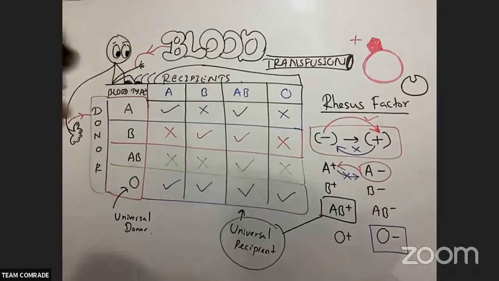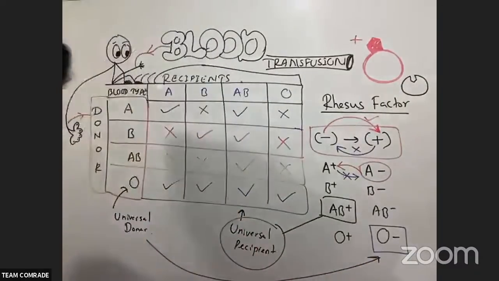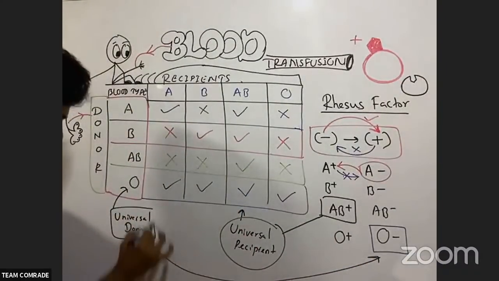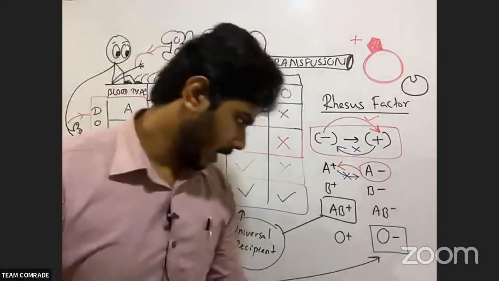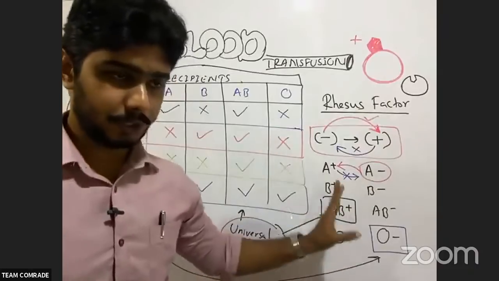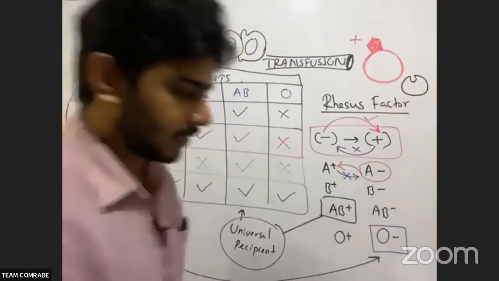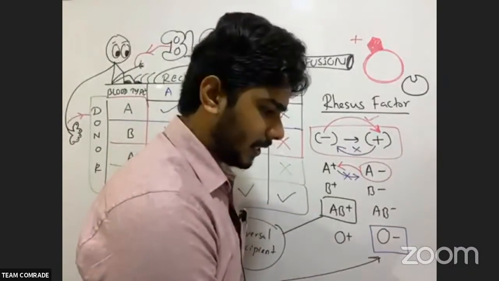The actual universal donor is O negative. Is it clear? Okay. The actual universal donor is O negative. So negative can give to anyone. Positive can give only to positives. Are you clear now? This is the rhesus factor thing, right? Okay. Hope that is clear.